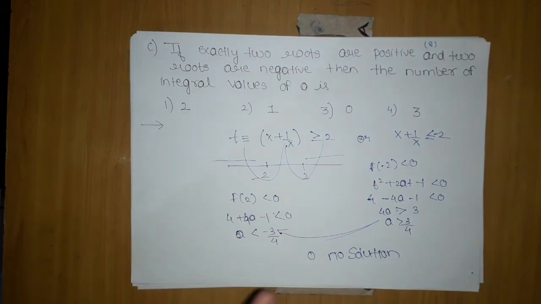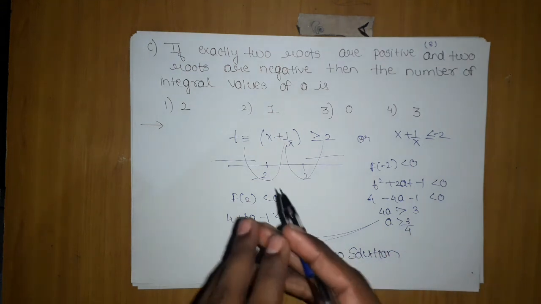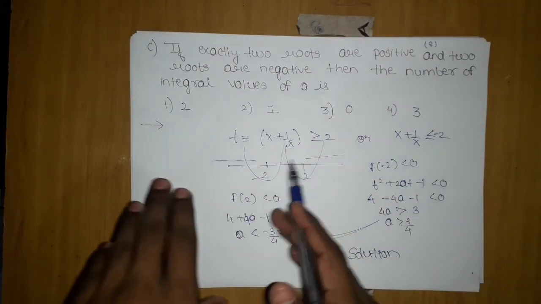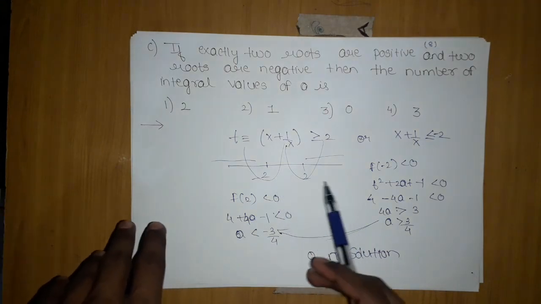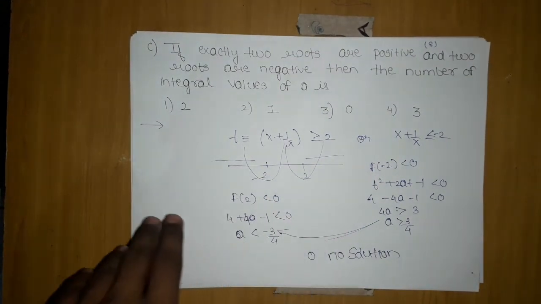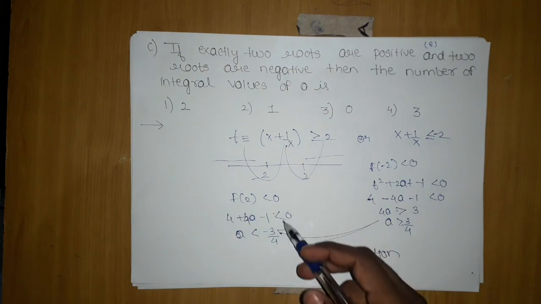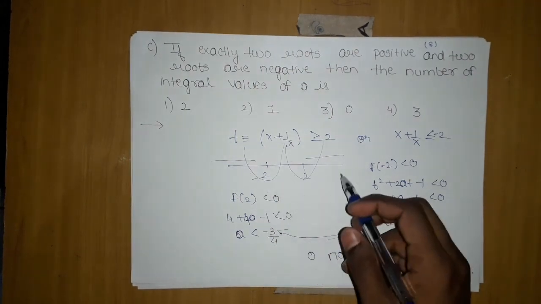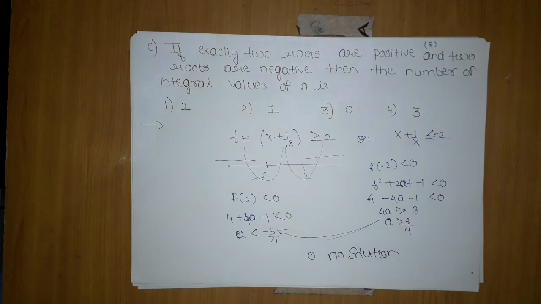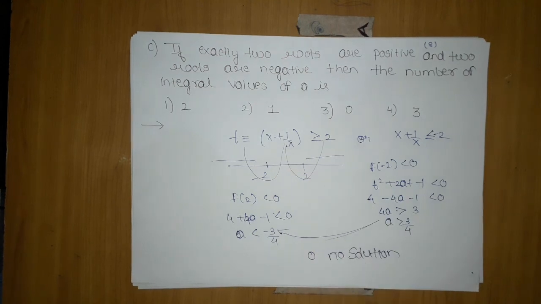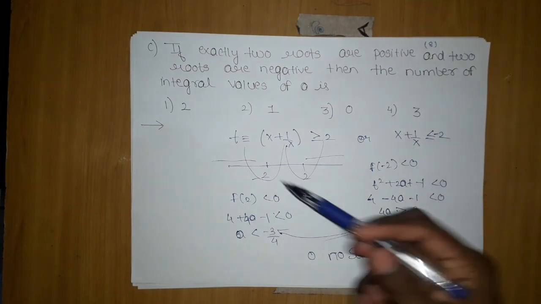Let me give you a brief summary because this problem can be confusing. Two roots are positive and two roots are negative. We know its maximum and minimum value. After this there will be negative values, and after this there can be positive values for this parabola. This is a biquadratic equation. If we get one positive and one negative value from one parabola, and one negative and one positive from the other, it means two positive and two negative, which is the required thing.